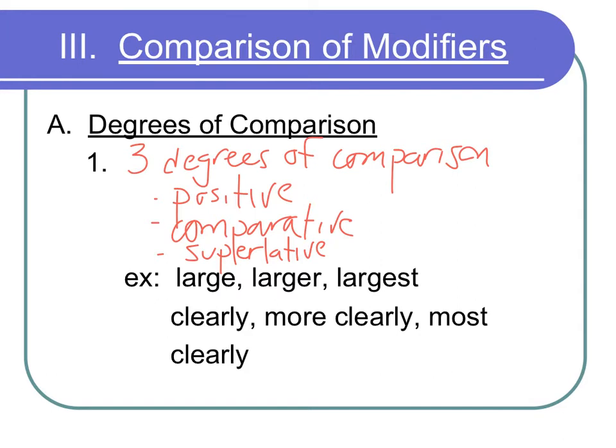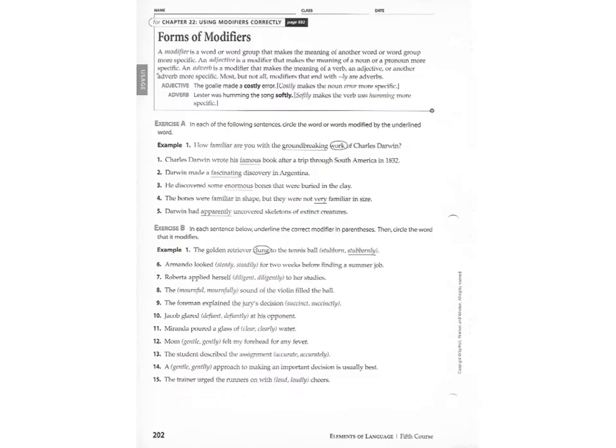Okay, so take a modifier. Large is the positive, larger is the comparative, and largest is the superlative. Clearly is the positive, more clearly is the comparative, and most clearly is the superlative. So those are our today's class lesson. It involves a little review of modifiers, and then we'll talk about the different degrees of comparison.